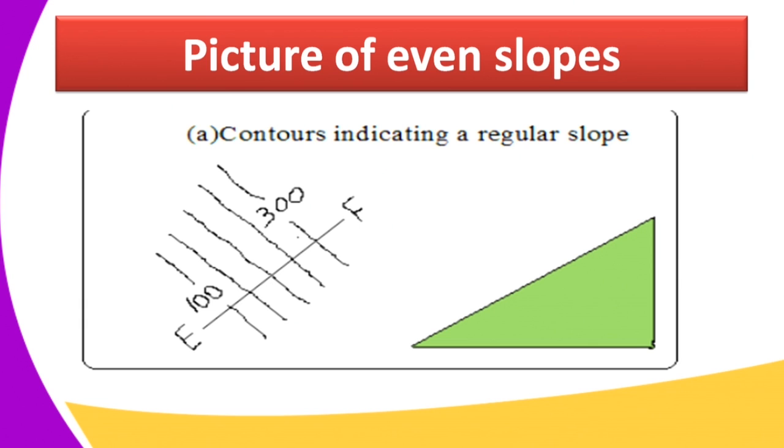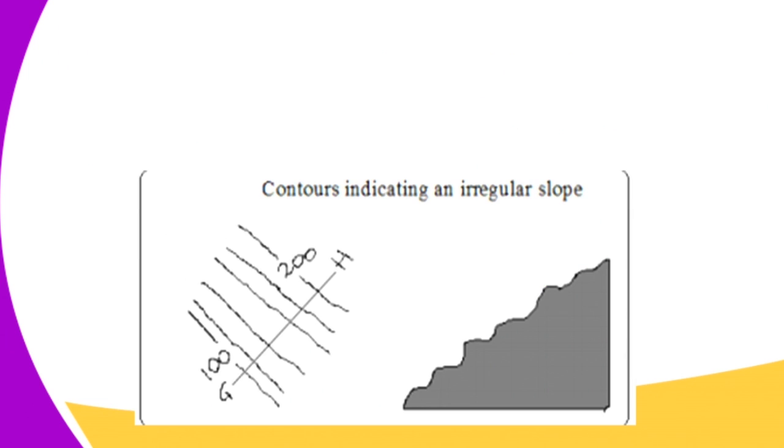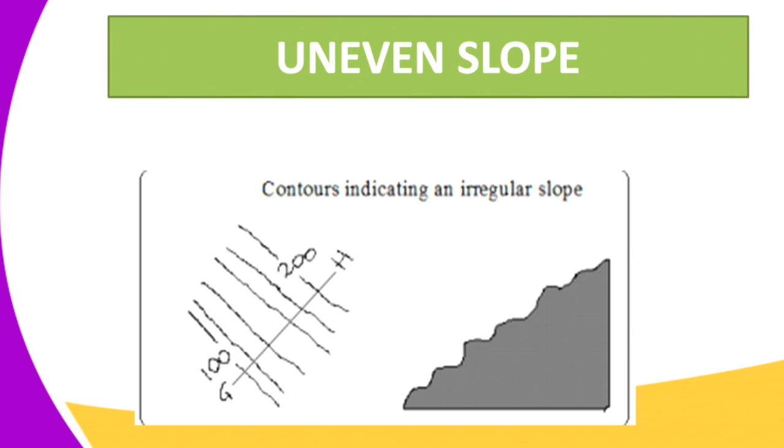The next type of picture will be the picture of even slopes. In this picture of even slopes, we have the contour lines being widely spaced, and they are evenly spaced in between them. So the even slope almost resembles the gentle slopes. They somehow have the same characteristics.